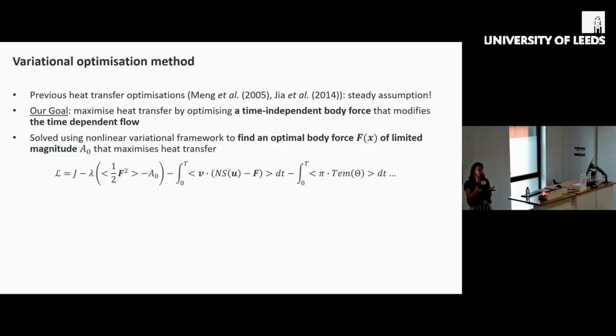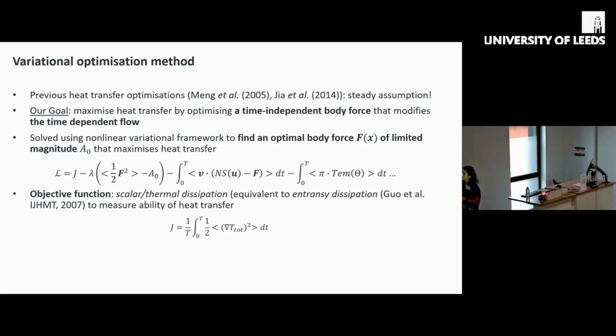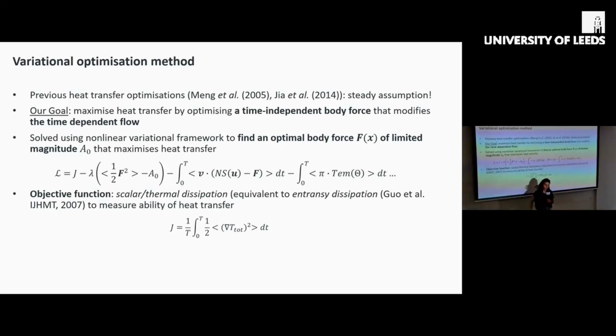So we introduce a body forcing to the Navier-Stokes equation, and we use this adjoint framework to find the optimal spatial distribution of this force that can maximize heat transfer. And we suppose that the magnitude of this force is limited, and it's some value A naught. So we can write down our Lagrangian, and so the objective function here, this J, that we want to maximize.